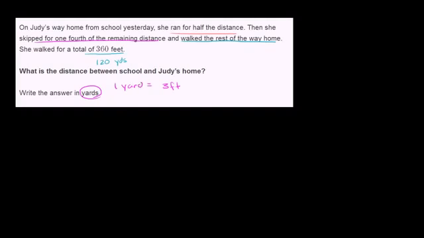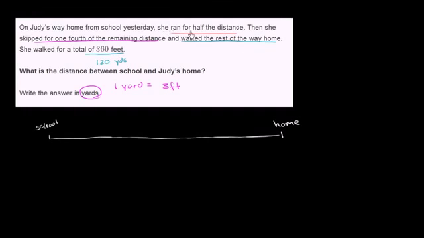So let's think about it. If we make the entire distance, so let me say that this is her entire distance. This is on her way home from school. So this is school, and then let me draw a line that shows the distance all the way home. I want to draw it as large as possible so that we have room to write inside of it. So that's school, that is home.